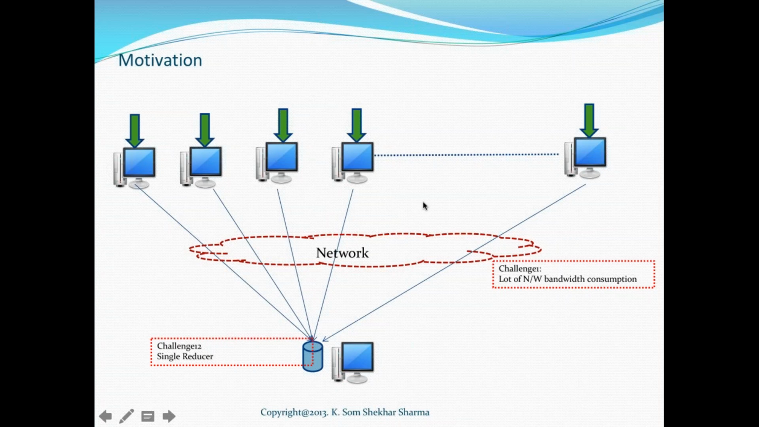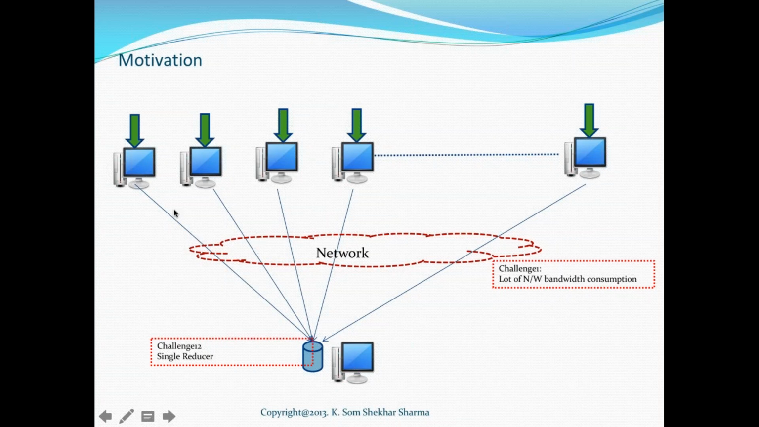So let's say there are 100 map tasks running. So you have 100 machines like this and 100 map tasks are running. Of course, you know that each block will be taken by a map task, assuming the input split size is equal to the block size. So you have these map tasks, and I'm saying there is only one reducer.